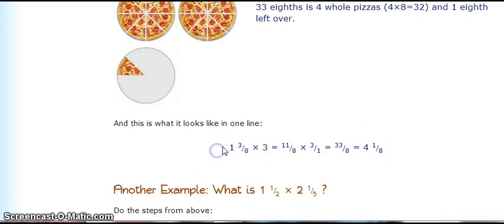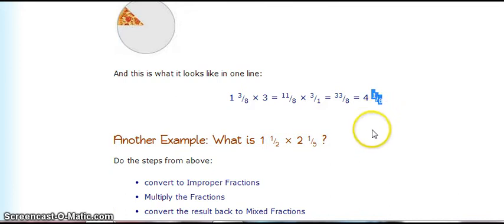So to review that, 1 3/8 got converted to an improper fraction, 11/8. 3 got converted to an improper fraction, 3/1. The 1 is an understood denominator. And when I multiply numerator times numerator and denominator times denominator, that gave me 33/8. And once I divided 33 by 8, I got 4 wholes and 1 of the 8ths left over. So that's 1 out of 8 slices left over.